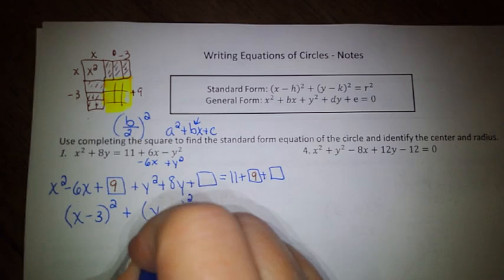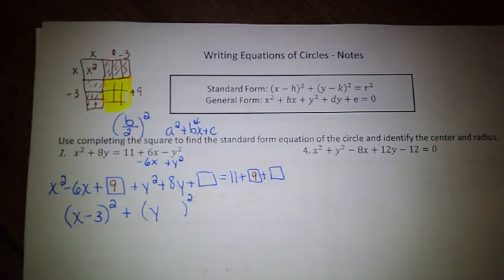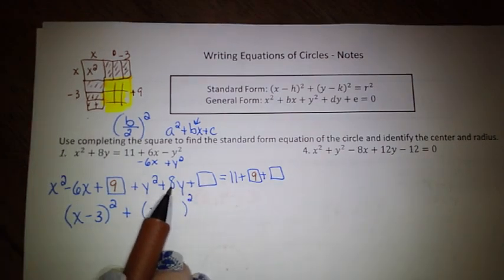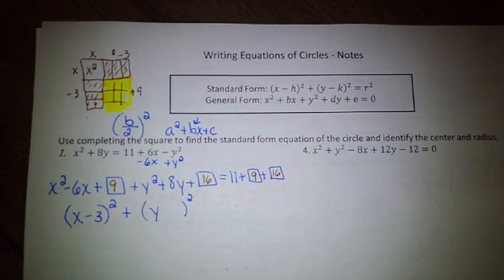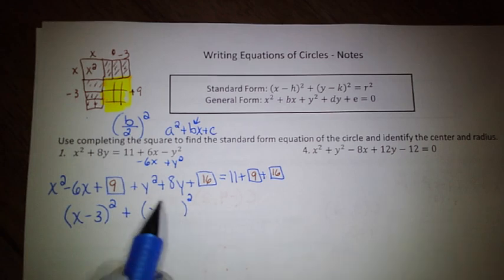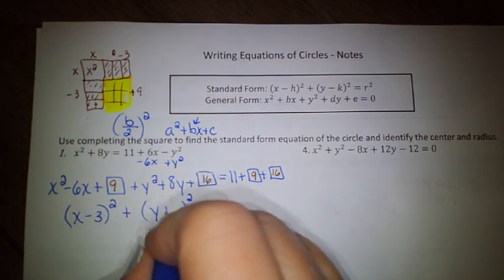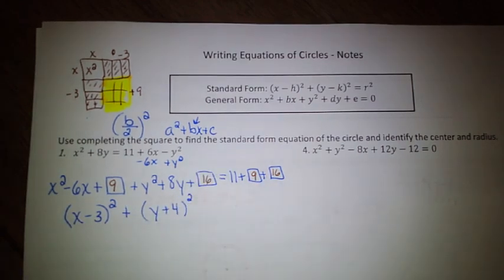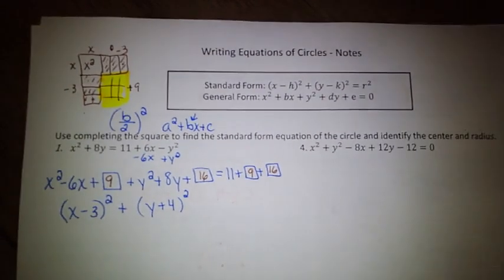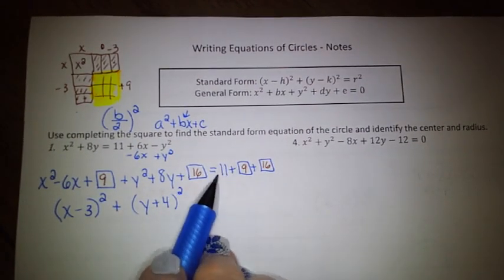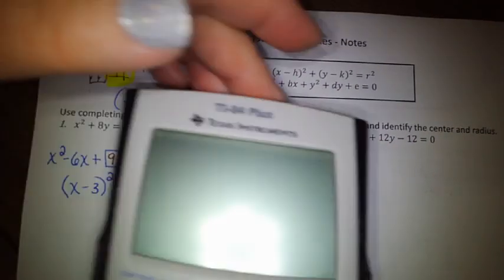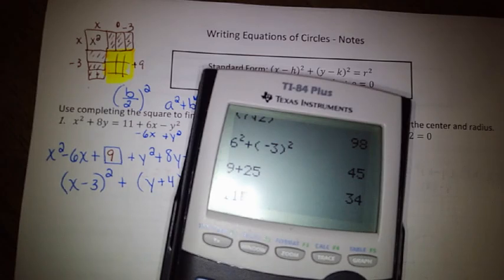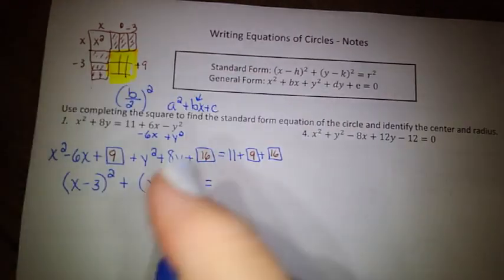I need to make it something squared. So the rule is I take half of 8, which is 4, and square it and get 16. And then when I factor y squared plus 8y plus 16, I get y plus 4 squared. And now over here I add 11 plus 9 plus 16, and I think that's 36. 11 plus 9 plus 16 is 36.